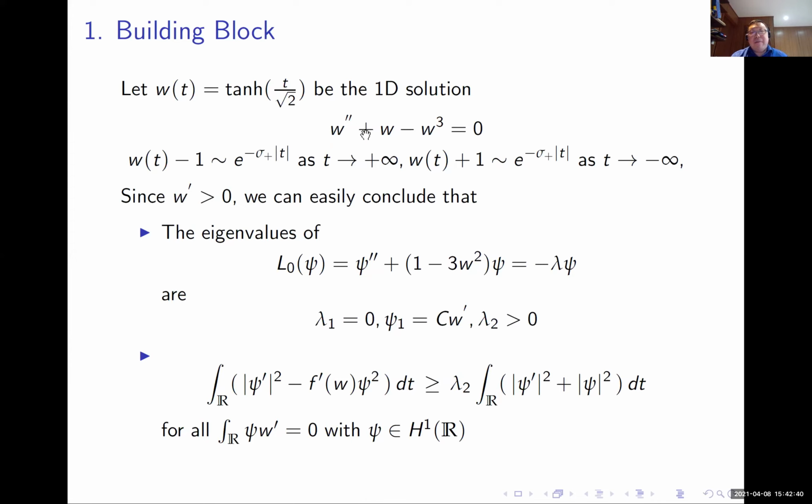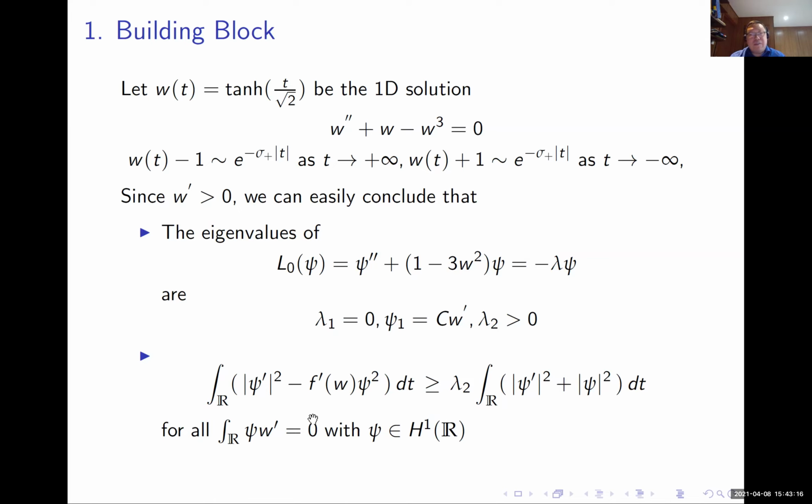So the 1D solution W is exponentially close to 1 on one side, and close to -1 on the other side. And also it's monotone. From the monotonicity, you can say that the eigenvalues for the linear operator in 1D are very simple. The first eigenvalue is 0, which corresponds to W prime. And the second eigenvalue is positive.